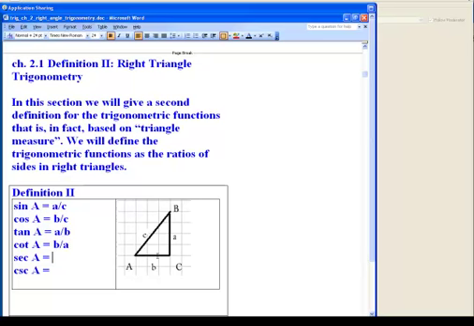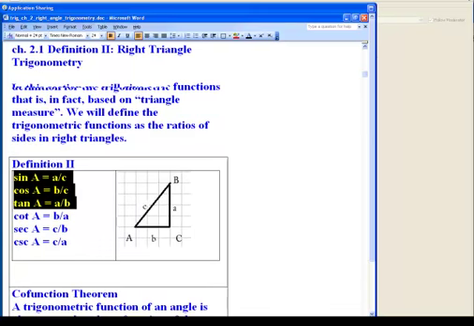Secant is the reciprocal of cosine, so it's going to be C over B. And cosecant is the reciprocal of sine, so C over A. Of course, for the last three, when we use a calculator, we have to use the reciprocals of the first three. Otherwise, our calculators usually don't have cotangent, secant, and cosecant on them, so we have to use the reciprocals of the first three.